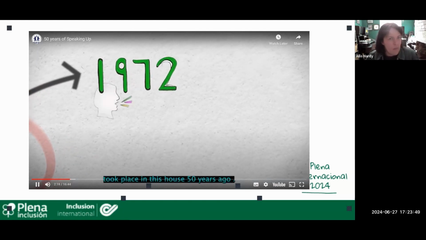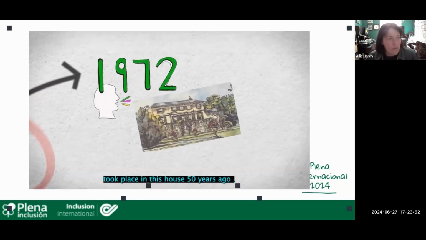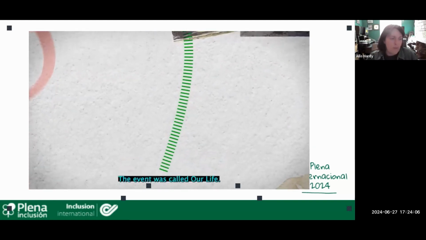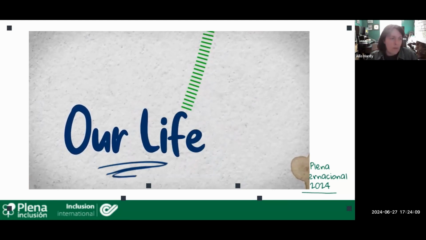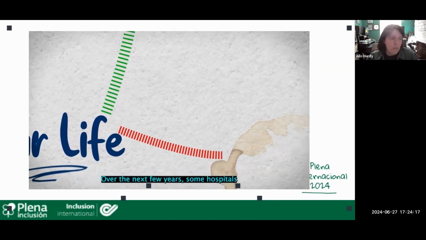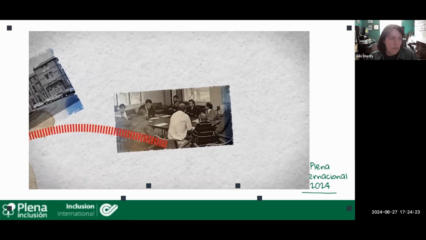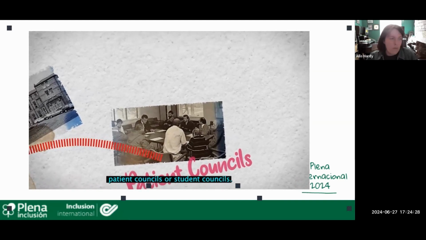1972 took place in this house 50 years ago. At the time, the Campaign for the Mentally Handicapped invited people who were living in long-stay hospitals to come and meet with professionals. The event was called Our Life. They called it participation, not speaking up or self-advocacy. Over the next few years, some hospitals and day centres set up groups. They called them patient councils or student councils.